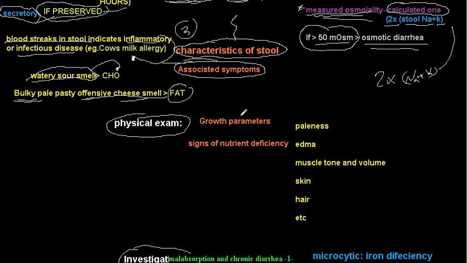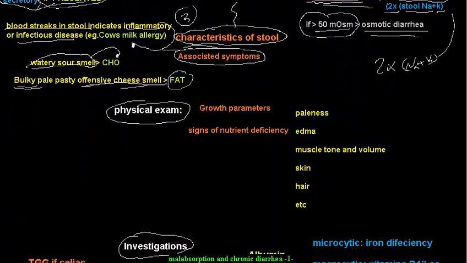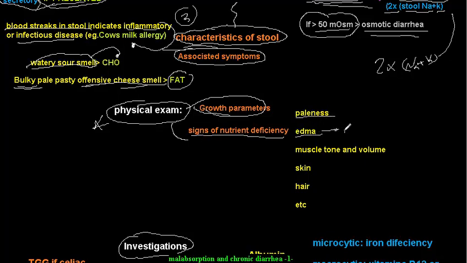Now let's move to the second thing in the practical approach of diarrhea, the physical examination. After history, you have to do a physical examination. The very important points are the growth parameters: you have to know the weight of the patient and put it on the weight chart. You also have to look for signs of nutrient deficiency, like paleness and the presence of edema, like in protein-losing diarrhea.